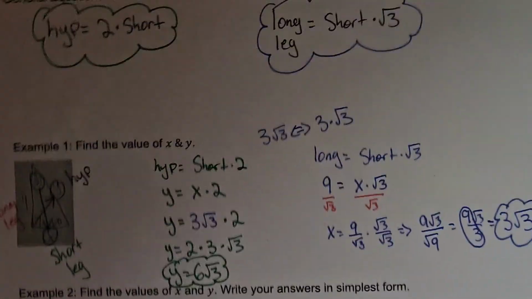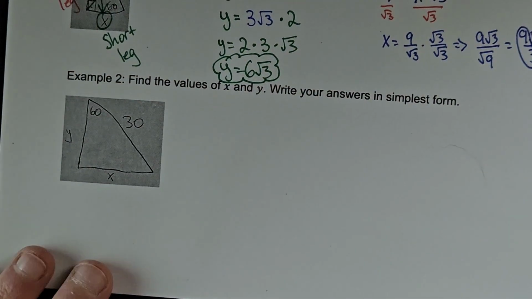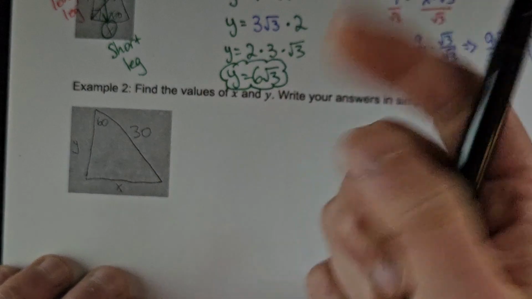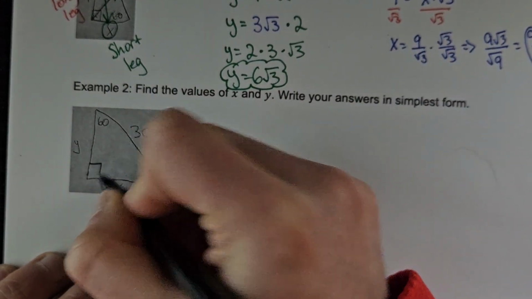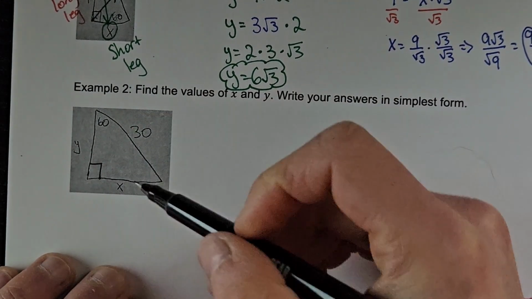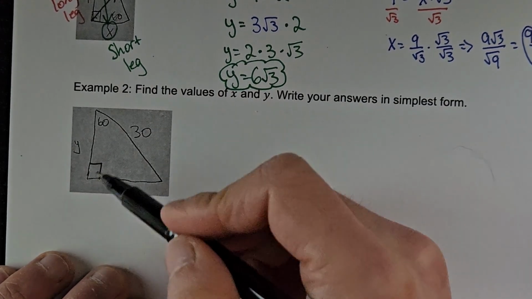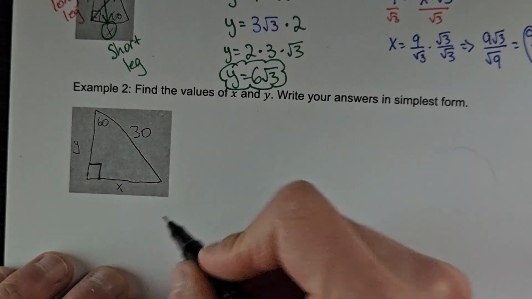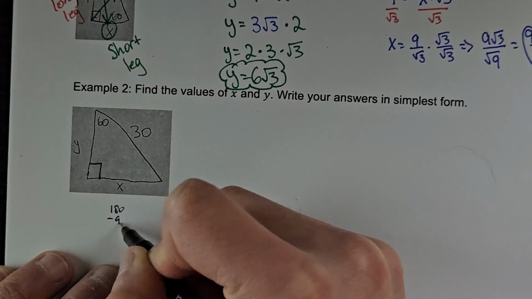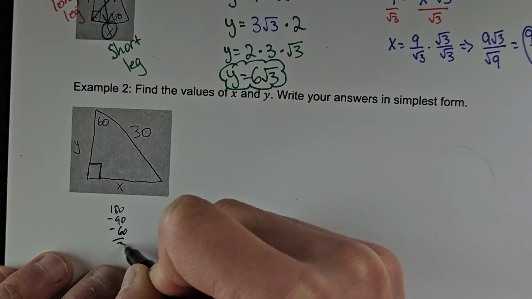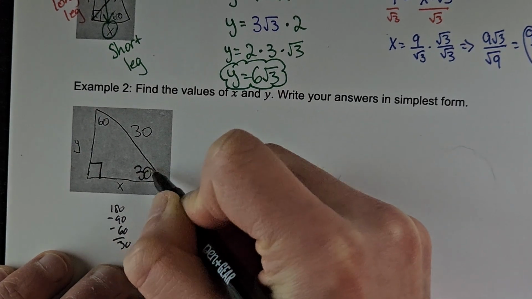Going to example 2, more of the same thing. I need to find my x and y. This is supposed to be a right angle, but this was a missing angle, and you needed to find out what it was. Now, given that we have 60 and 90 here, you could do 180 minus 90 minus 60 to get 30, meaning that this would be 30 degrees.